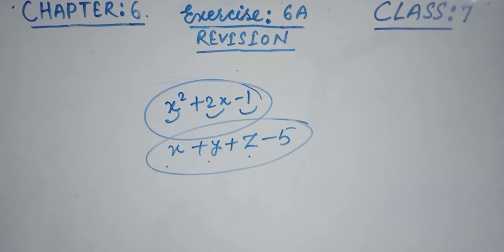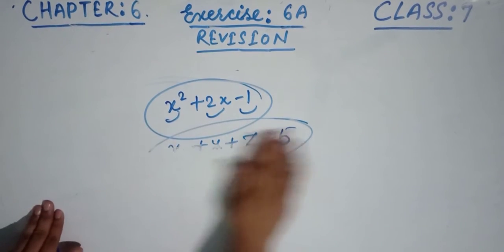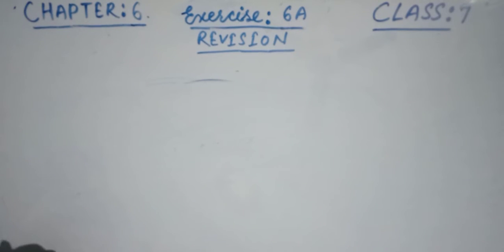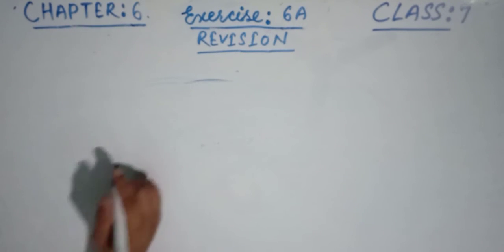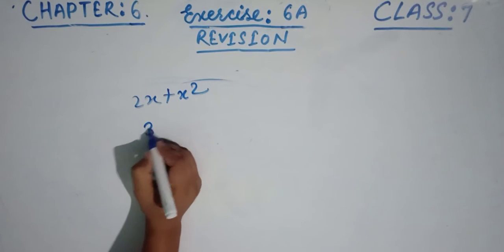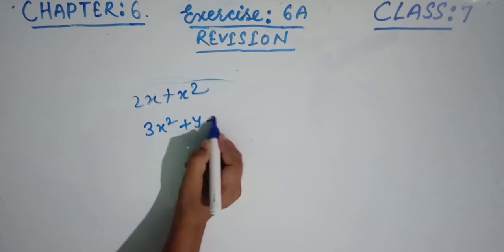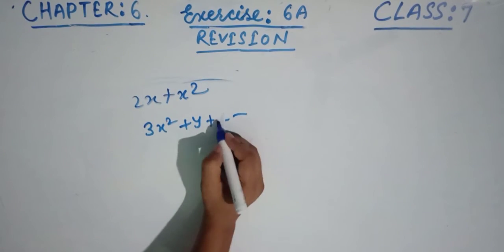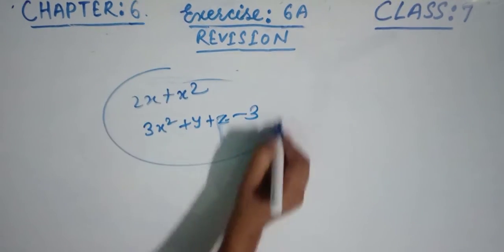Now friends, polynomial: an expression containing two or more terms is called a polynomial. An expression having two or more terms is called a polynomial. So the example of polynomials, friends, write 2x, x square, or 3x square plus y plus z plus etc. These are all polynomials.